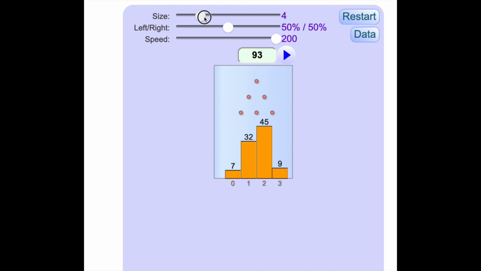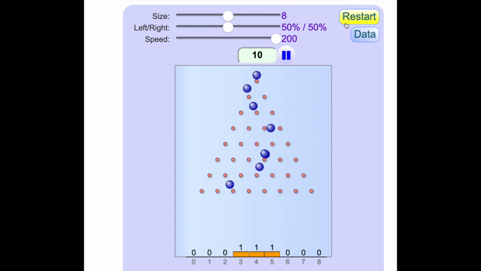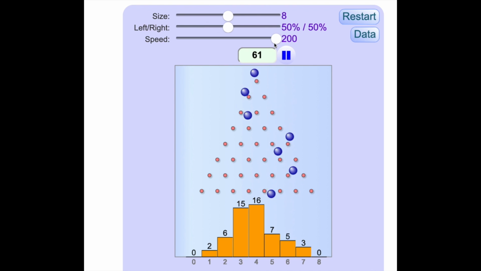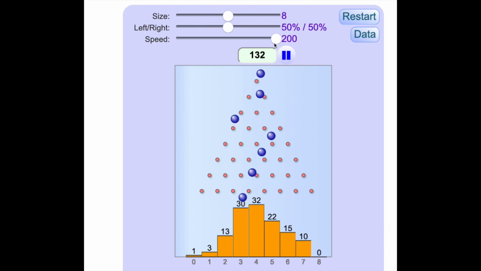Interesting. Well, what happens if we increase the size, instead of 3 different levels of pegs, to something that looks more like a Plinko board? Where do we anticipate these balls will go as they drop down and down and down? If we let this run for a little bit, as we approach about 200 trials, we should start seeing something quite normal.